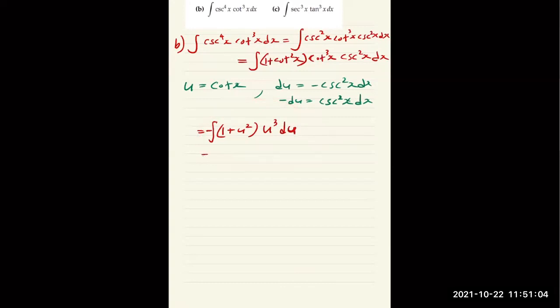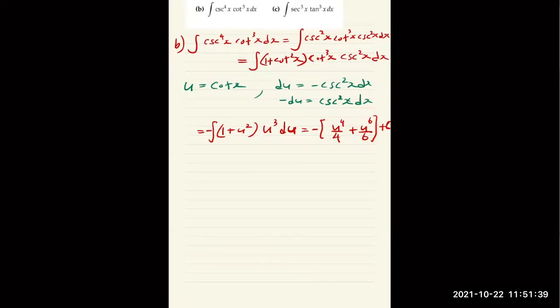If you solve this, I'll write it over here. You have a minus sign in front. Then you have u to the power 4 divided by 4. I'm integrating the function straight away. Then u to the power 6 divided by 6 plus a constant. I multiplied this by this, and then this term by this term, and then I integrated those two terms. You get u to the power 4 divided by 4 and u to the power 6 divided by 6.